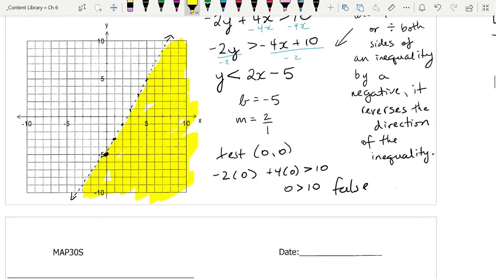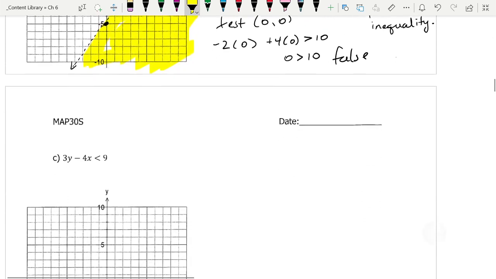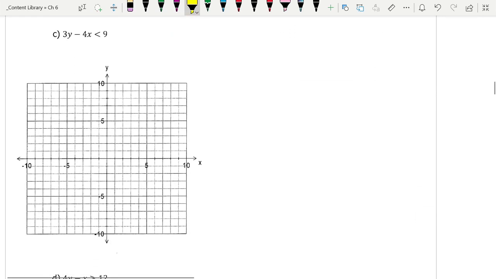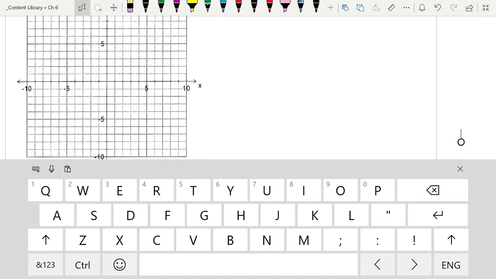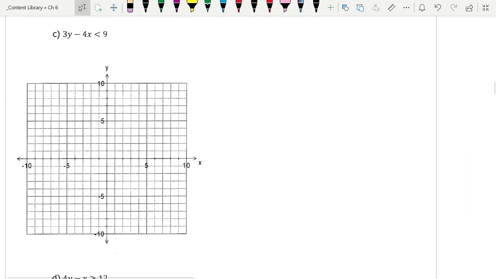How about for the next one? You've seen me do a bunch of them now. Which way do you like better for C? Do you like the intercept method, or do you like changing it to y equals mx plus b? Okay, I like intercepts too, but the problem with intercepts is I'm going to have a decimal. Can you see that coming? 9 doesn't divide by 4 without leaving behind a remainder. So I'm going to change this to y equals mx plus b. And I'm going to also tell you, if I want to graph this with my TI calculator, I have to change it to y equals mx plus b. So for this one, please change this to y equals mx plus b form.